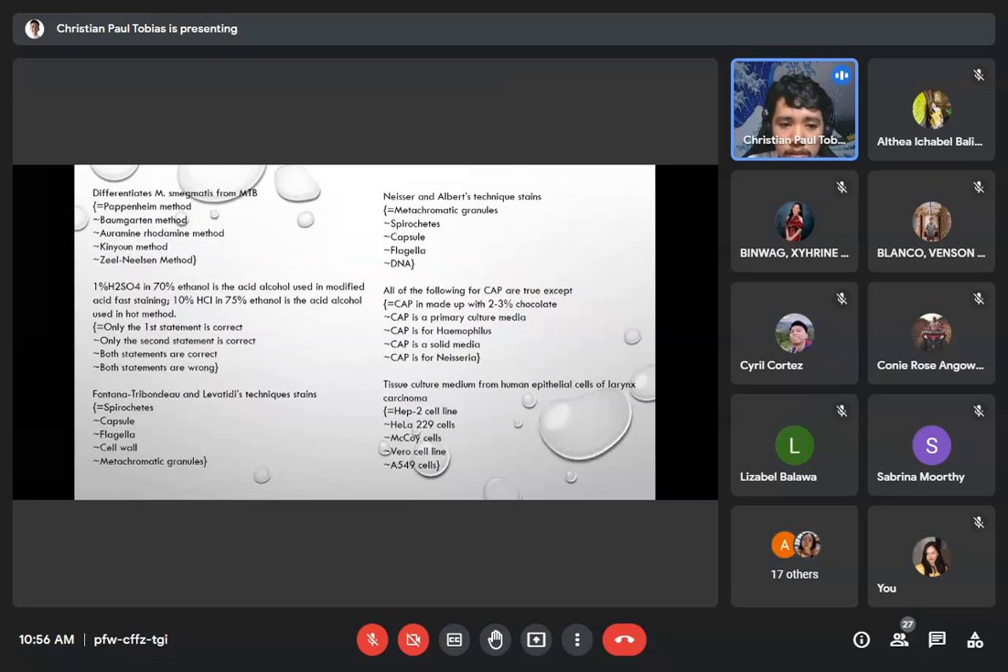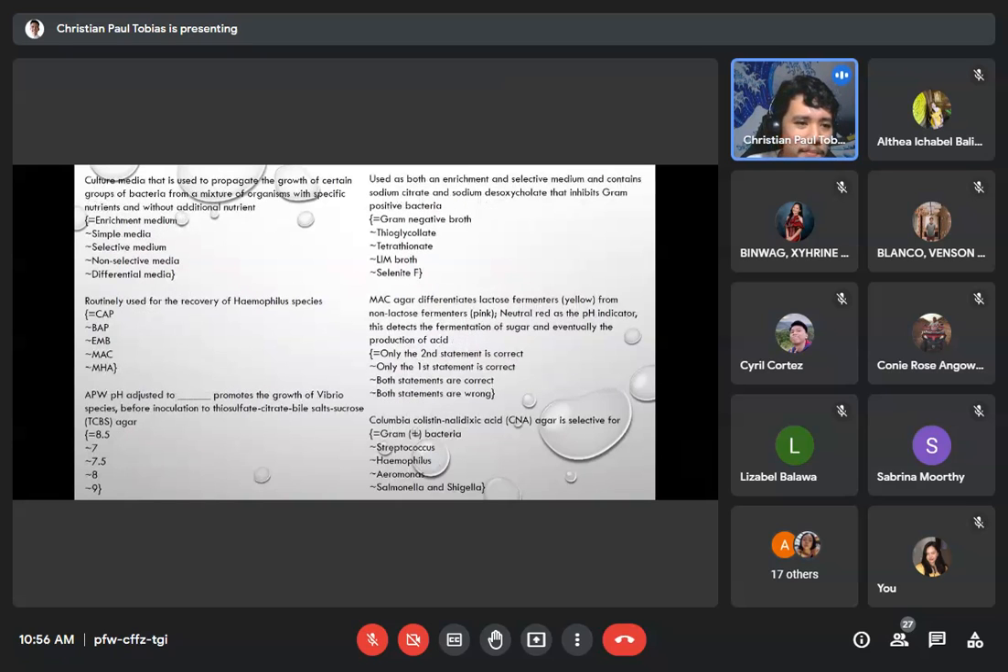Kwanto, lumabas daw to sa board exam, past years, long years ago. Pero sa amin, wala. So, culture media that is used to propagate the growth of certain groups of bacteria. Okay, your enrichment medium, routinely used for the recovery of Haemophilus species. Routinely used, so ito yung parang first line. Ito muna yung gagamitin mo, si cap.